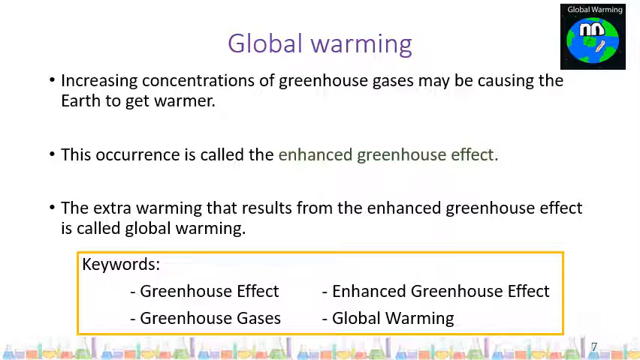So you need to know the difference between these key words. Greenhouse effect: a completely natural occurrence. We couldn't survive on Earth without it. The enhanced greenhouse effect is what's happening because there's too much of the greenhouse gases in the atmosphere. The greenhouse gases are the ones that trap the heat in the atmosphere, and global warming is what's happening as a result of the enhanced greenhouse effect.